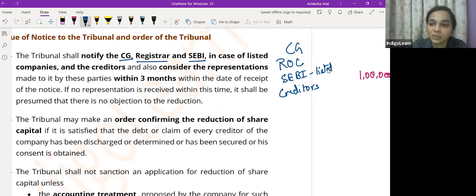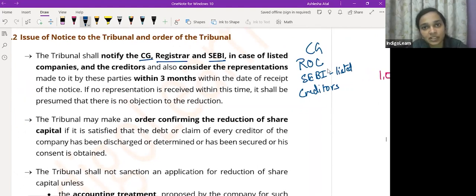So the tribunal has received the application. As soon as the tribunal receives the application, it will inform all these people and will invite representations from them: the company wants to reduce its share capital, we have received such an application, and if you have any representations or objections, you all make your representations with us. So the tribunal will notify all of these persons and will also consider the representations made by these parties within 3 months. The tribunal will give a time span of 3 months to these parties from the date of receipt of notice to give their representation.